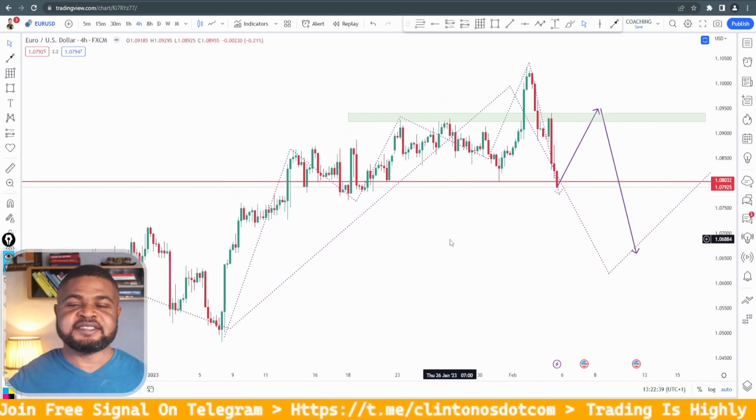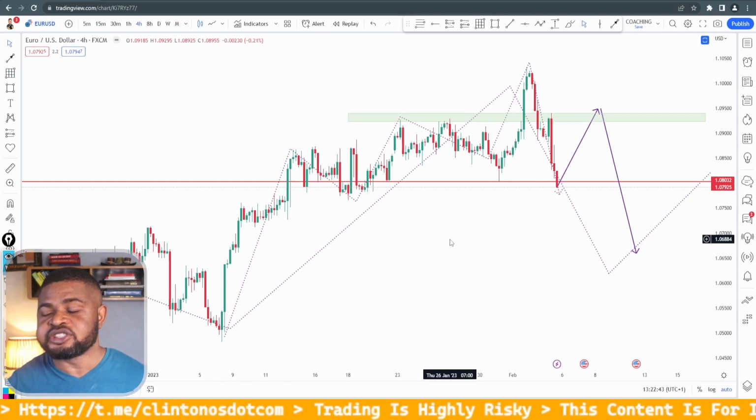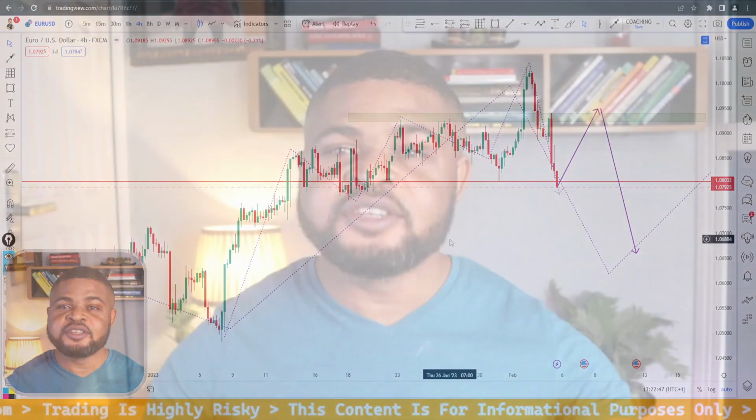So with that said, then you can zoom down to the 15-minute time frame, which I do. I already said that, so we don't need to keep repeating what we've said over and over again.